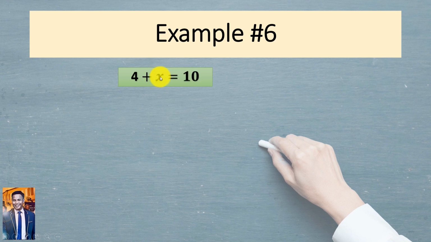Pansinin natin, yung kanina, nauna yung x bago yung inadd natin na number. Pero this one, nauna yung ating number, nauna yung ating constant bago yung ating variable na i-add. Pwede natin i-apply ngayon ang commutative property of addition. Ano yung commutative property of addition? Changing the order of the addends does not affect the sum. So example, 1 plus 2 is equal to 3. It's just the same as 2 plus 1 is also equal to 3.